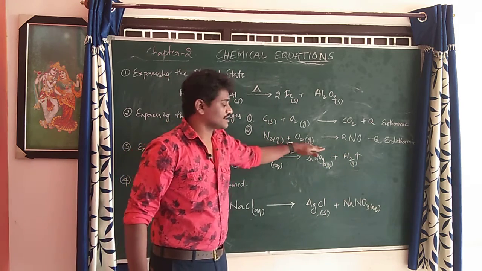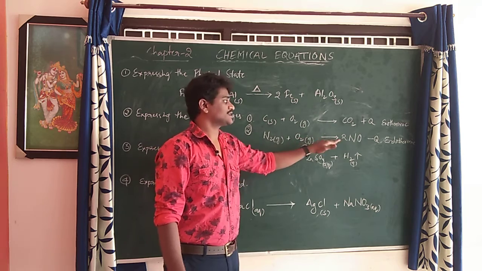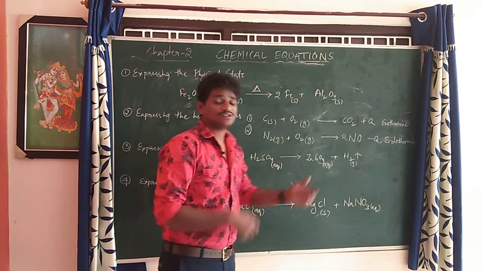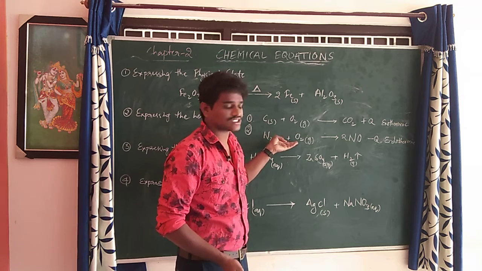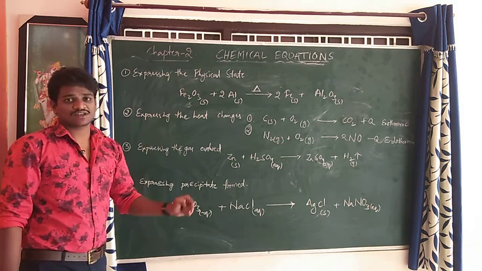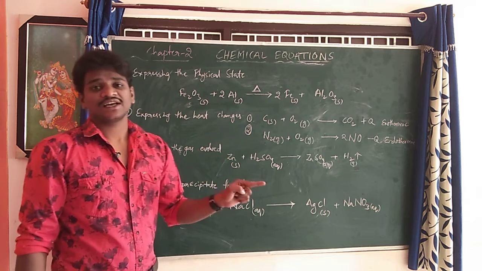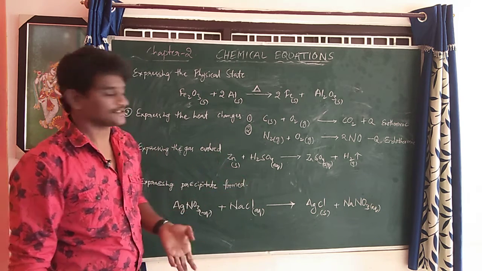To run this reaction, we need to supply the heat. That's why it is a minus Q, meaning we are giving energy to this reaction. In this way, plus Q is the exothermic reaction and minus Q is the endothermic reaction. Q denotes the energy.